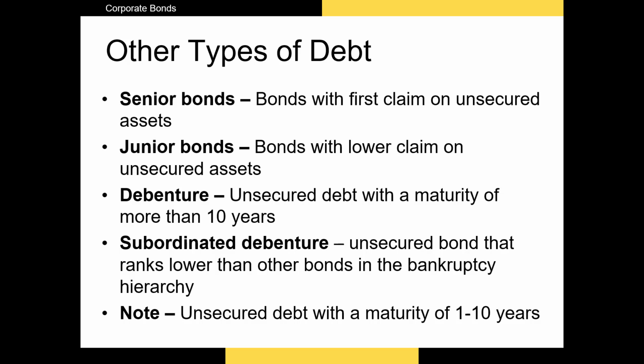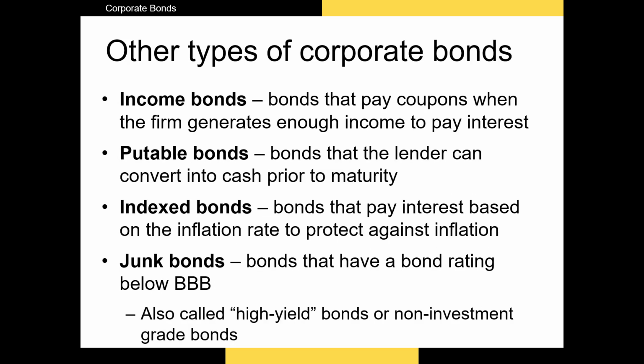Subordinated debentures are unsecured bonds that rank below other debentures and senior bonds in the bankruptcy hierarchy. Finally, we have notes. And notes are unsecured bonds with a medium time to maturity. That's usually 1 to 10 years. Now, I do have some additional types of bonds and characteristics to discuss.